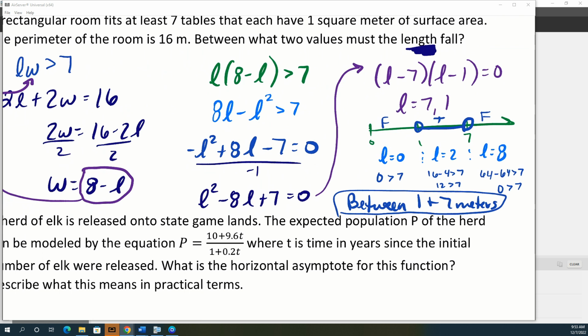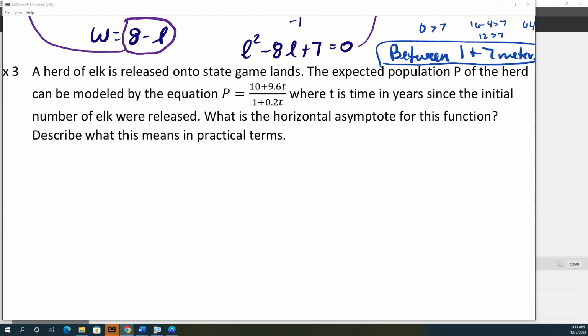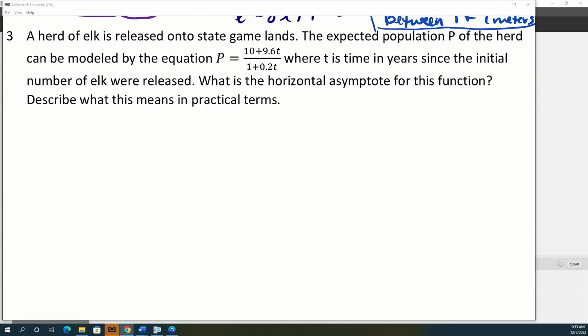All right, so example 3 should feel familiar to you because we just recently did this in unit 3. We had elk and deer and bison, tons of different animals. So this time we have a herd of elk released onto state game lands.